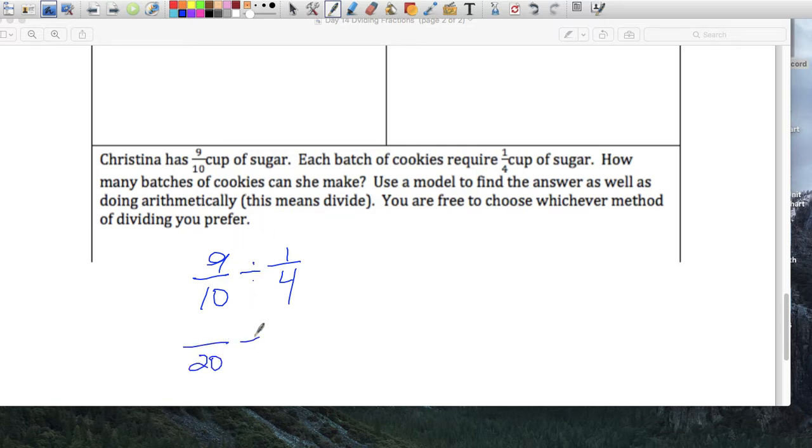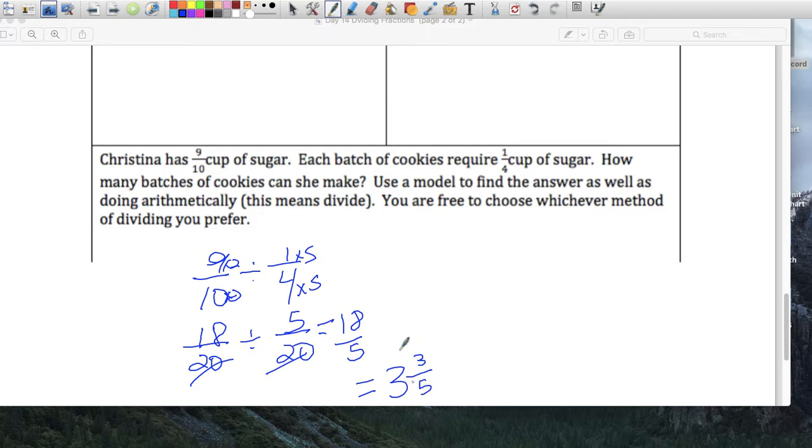LCM is 20, right? So 9/10 written with a denominator of 20 is times 2 gives you 18, and 1/4 times 5 gives you 5. So it becomes 18 over 20 divided by 5 over 20. We didn't change the problem, we just changed it to equivalent fractions that share the denominators. Cross the 20s out because they're the same. So we get 18 over 5, and as a mixed number, 5 goes into 18 3 times with 3 left over 5. So 3 full batches of cookies, and 3/5 of another one.